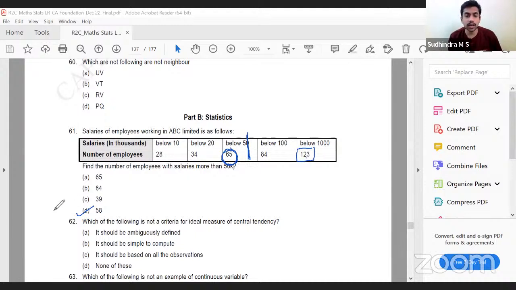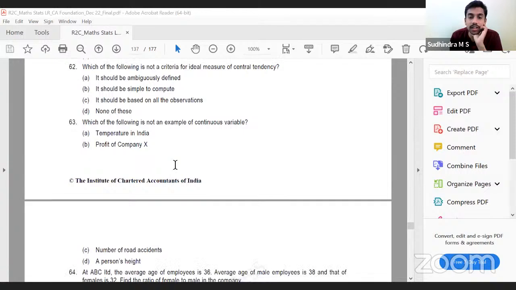Which of the following is not a criteria for ideal measure of central tendency? Sir, first one, it should be ambiguously defined. Yes. It should be unambiguously defined, right? There should not be ambiguity. So it should be ambiguously defined is not a criteria. Next one. Which of the following is not an example of continuous variable? Number of road accidents. It is discrete. Temperature is continuous, profit is continuous, height is continuous.